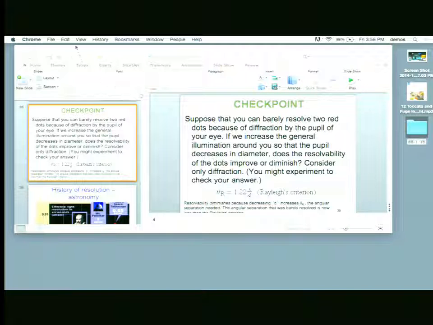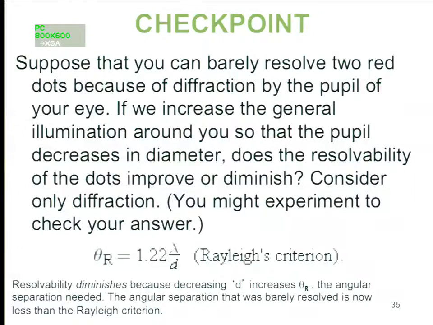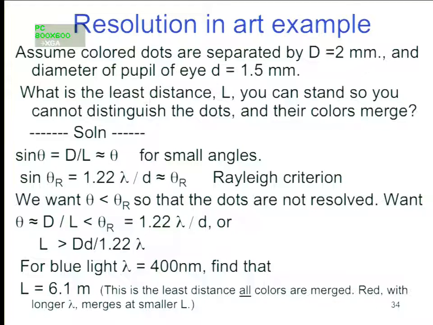Let me load this back up again. Okay, so you can go through this and see that as you get further away, the angle that those two dots are separated by gets less and less, and finally it gets lower than the Rayleigh criterion, and by that means a red dot and a blue dot of paint would be merged together, and you could get some intermediate color. So that's the pointillist idea.